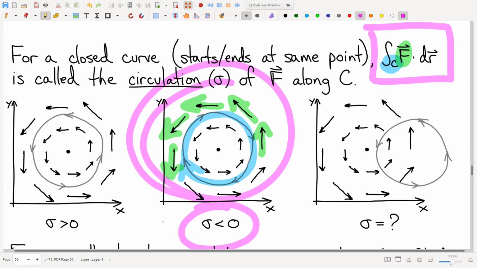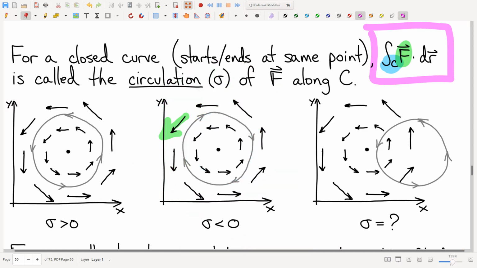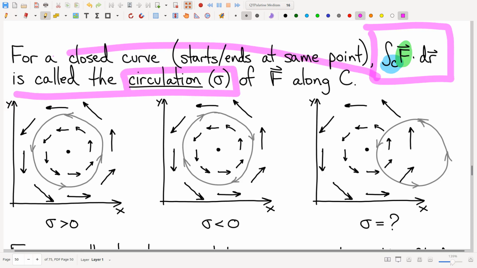So the circulation value that you get is from computing the line integral with the curve? Yes, that is exactly right. So this line integral is called circulation. Literally, the line integral is circulation. Absolutely. For a closed curve.